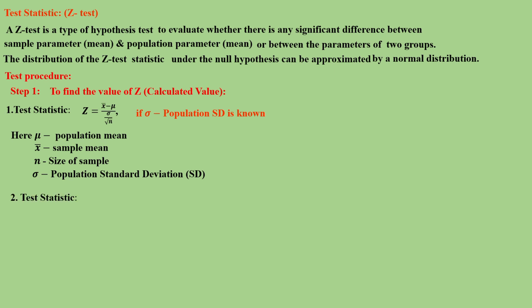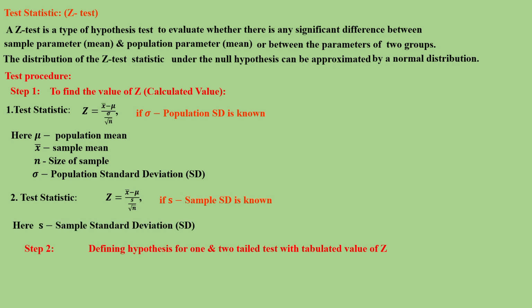Otherwise, Z is equal to x bar minus mu by s by root n, if small s, the sample standard deviation, is known. Suppose in a problem they have given the population standard deviation, you have to use the first formula. Instead of the population standard deviation, in some problems they have given the sample standard deviation. So in that case you have to use the second formula. Instead of sigma you just replace it with s, right? Same formula, right?